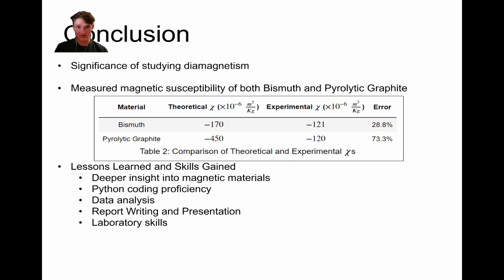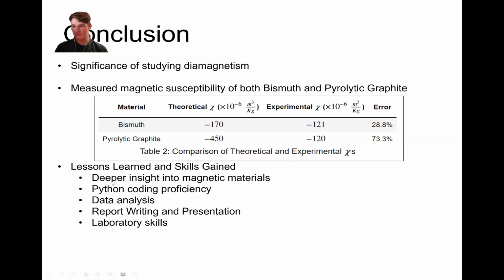So what is the significance of studying diamagnetism? Studying diamagnetism helps us in understanding how materials interact with magnetic fields, and these materials are crucial to creating levitating systems. And through this experiment, we were able to measure magnetic susceptibility of both bismuth and pyrolytic graphite through oscillation frequency of a small levitating magnet and its interplate distance.